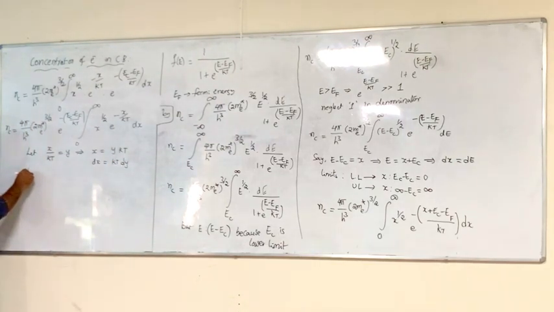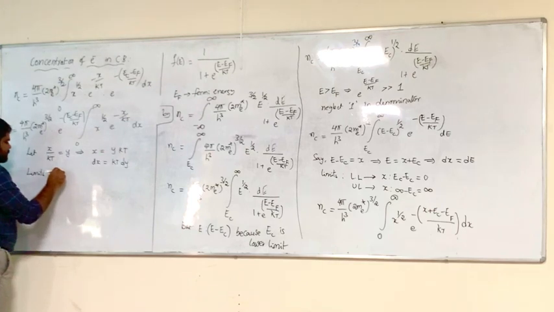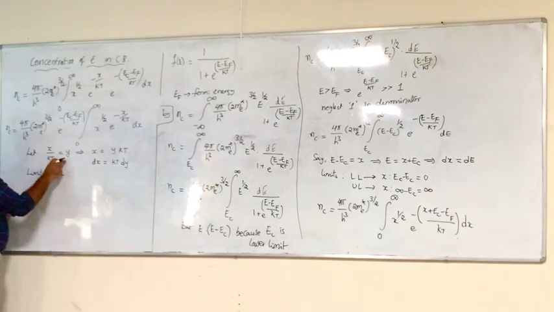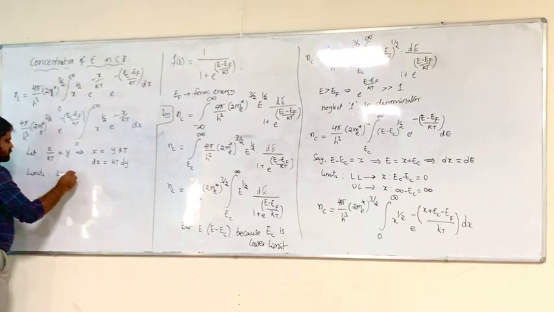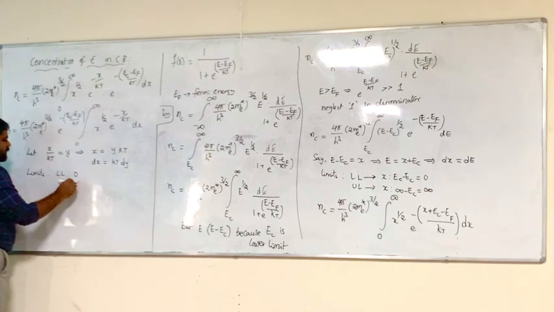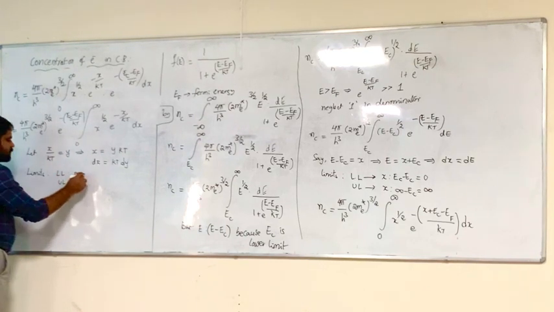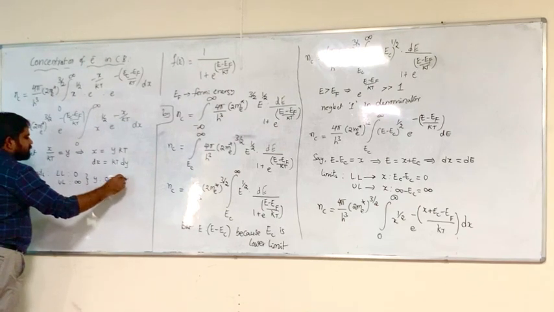Accordingly, how do the limits change? Lower limit is 0. In the place of x, you have to substitute 0. If you substitute 0, what happens? 0 by kT is 0. So y is also 0, lower limit. And upper limit? Infinity by something, infinity. So basically y is also changing from 0 to infinity, no change.